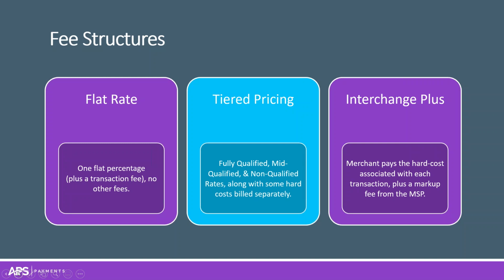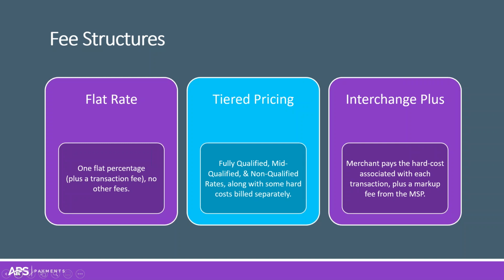And then last but not least, Interchange Plus. Ladies and gentlemen, this is the most transparent type of fee structure. Why? Because Interchange Plus allows the processor to pass the hard costs from the card brand directly to the merchant and then negotiate a markup fee. Plain and simple.